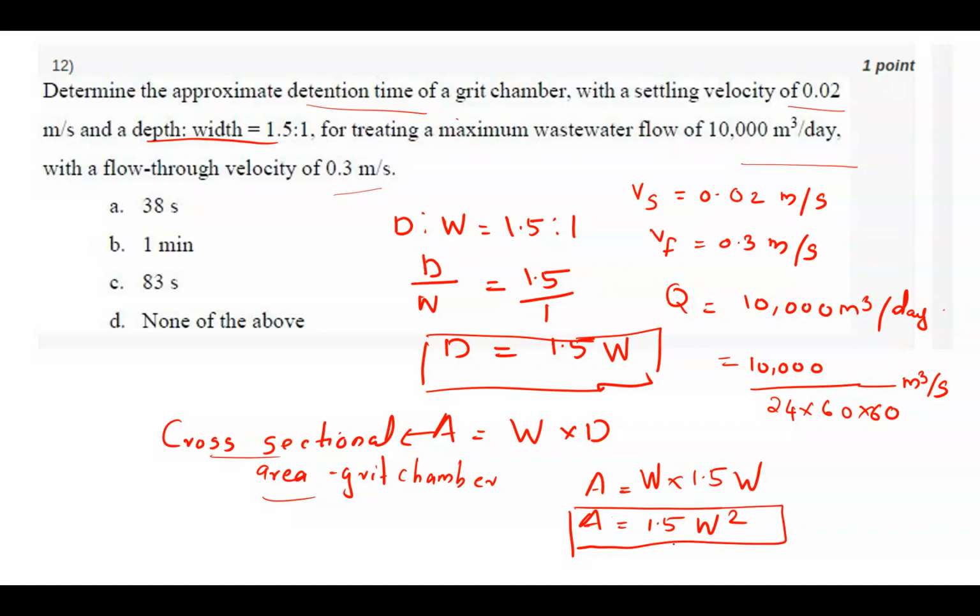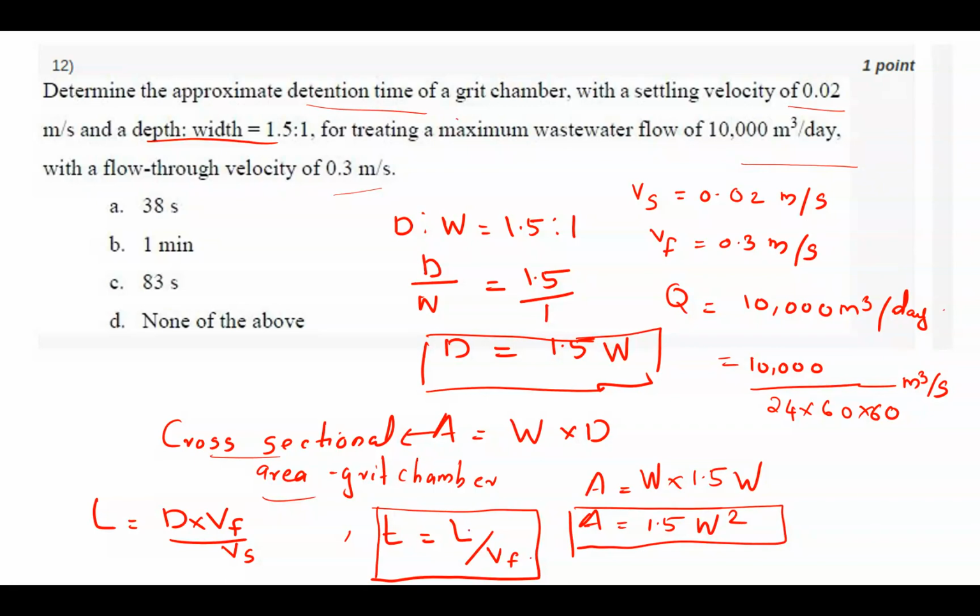Then you have to calculate the length of the channel. How do you calculate the length? L is equal to depth times flow-through velocity divided by settling velocity. So from here you calculate the length. Then how do you calculate the retention time? T is equal to length divided by VF. So this is the formula.